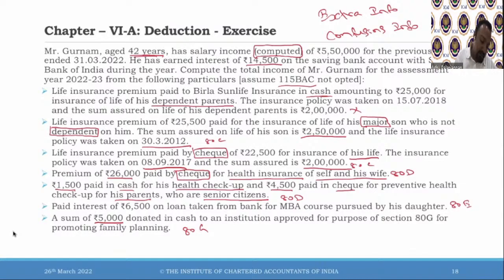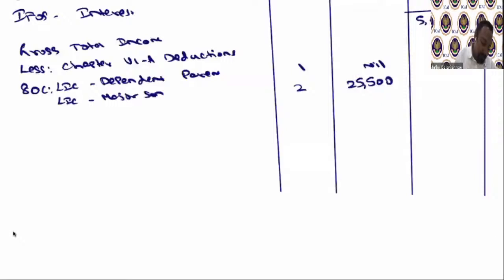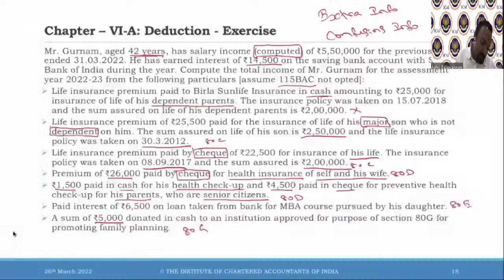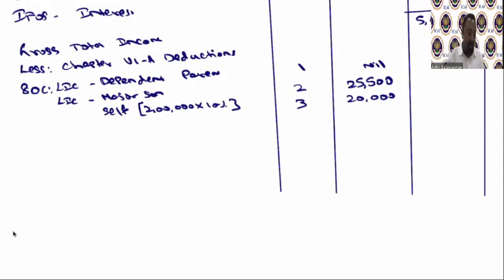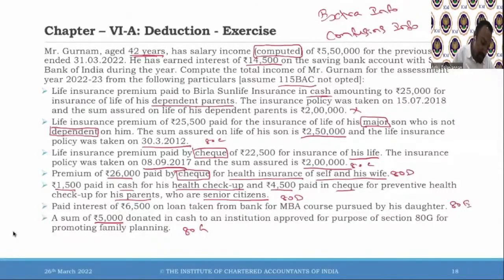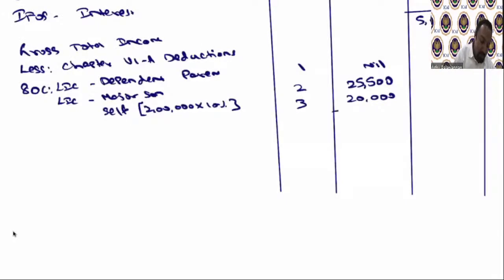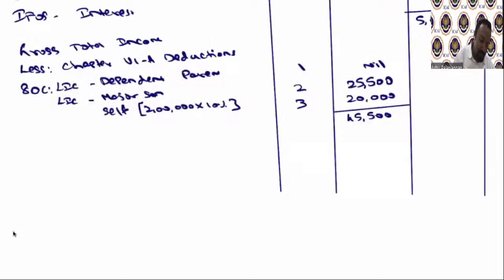And then you have what? Life insurance paid for his own life. So that is self. Self is, I'm sorry, I did not see the amount. Self is 22,500. Sum assured is 2 lakhs. So in this case, how much is allowed? Only 20,000, because 2 lakh into 10%. You can write that also as a note. What is actually eligible is 2 lakh into 10%. So anything above is not allowed. So that is LIC, right? Is there any other LIC? You have considered this, this, and this. Yeah, that's it. So how much is 80C? It is 45,500. Is there any other 80C? Nothing, right? So probably we can take it to the next column itself.